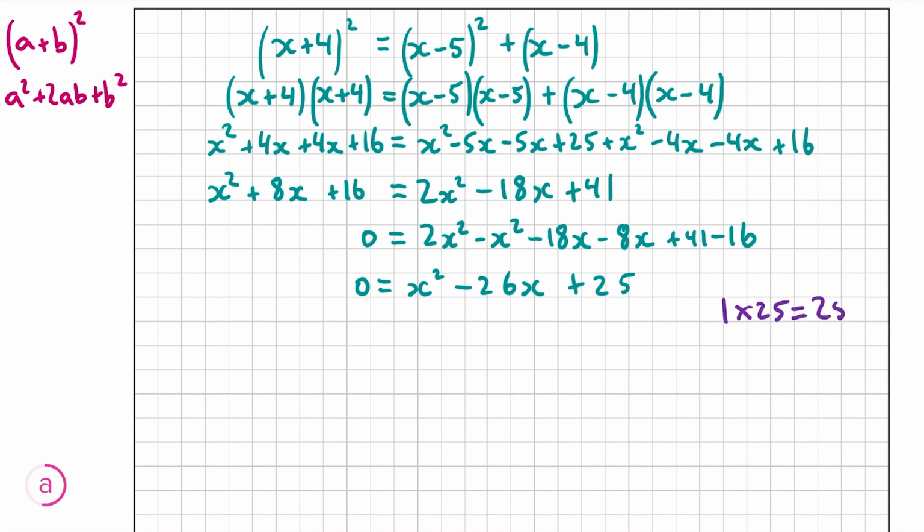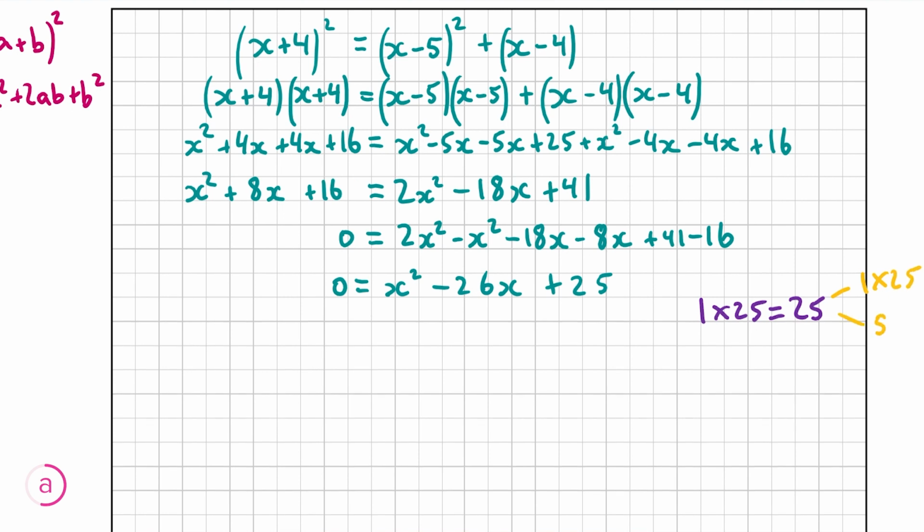That will give us obviously 25. So now to work out the factor pairs of 25, we have 1 by 25 and then 5 by 5. So which of these will give us, or could give us, minus 26? Obviously it's the top one there, 1 by 25.